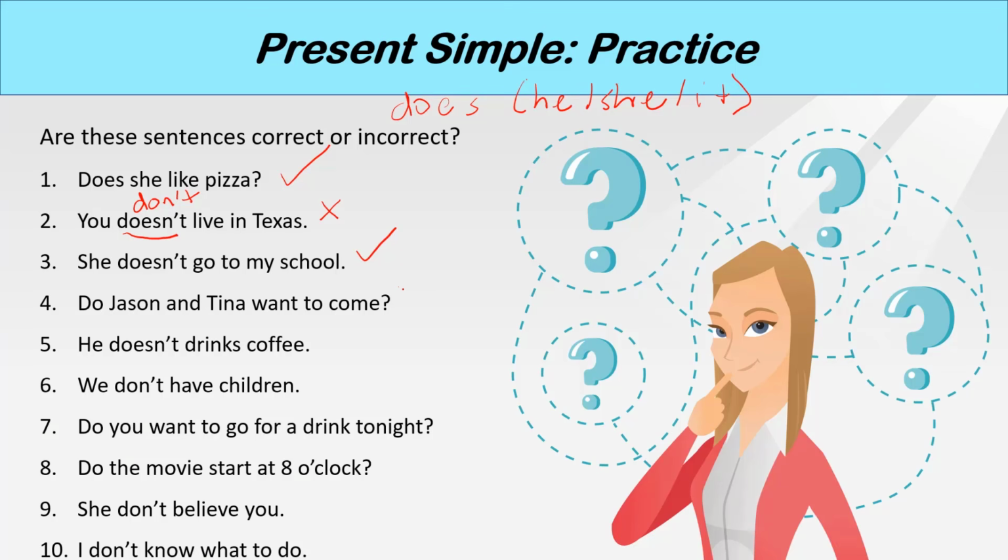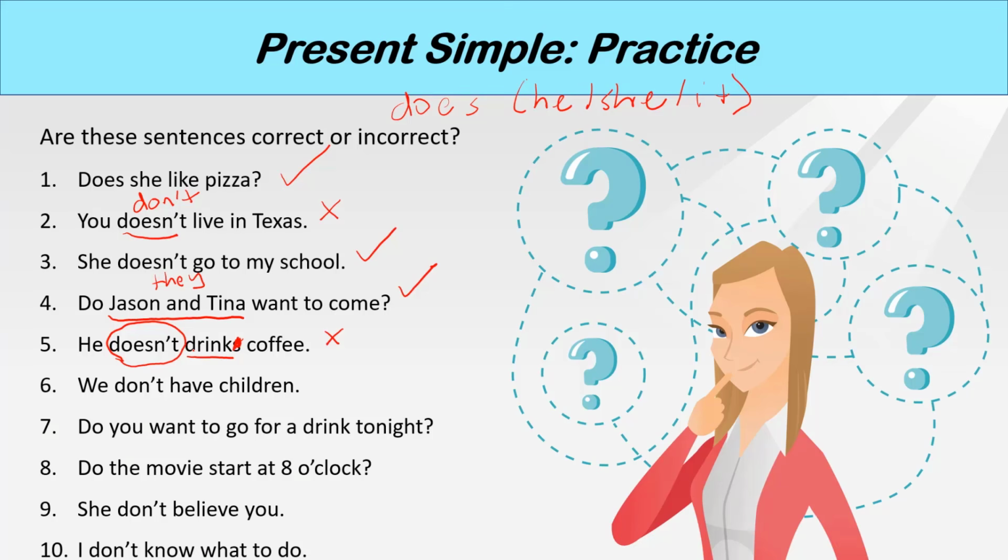Number 4 is also correct. Because Jason and Tina, there's 2 of them, so it's they. Do they want to come? Number 5 is a tricky one. This is incorrect. We have to change drinks to drink. He doesn't drink coffee. Because this is in the negative form and we have the auxiliary doesn't, we don't need to conjugate the verb, the main verb. So he doesn't drink coffee.